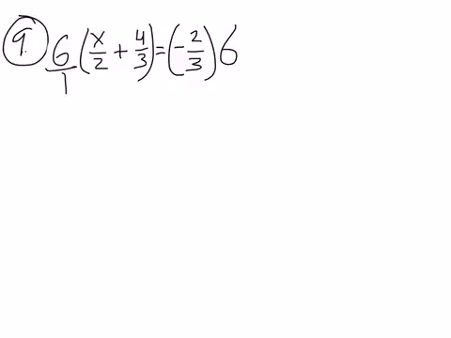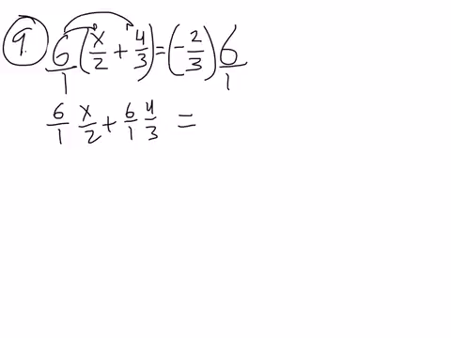And if it helps, you could think of it as 6 over 1. And you might see what happens right away. You might not have to go through all these steps, but I want to be really explicit. So both these things are multiplied by that 6. So if I do that, I basically have 6 over 1 times x over 2 plus 6 over 1 times 4 over 3. And I'll worry about the right-hand side in a minute. So I just distributed that.